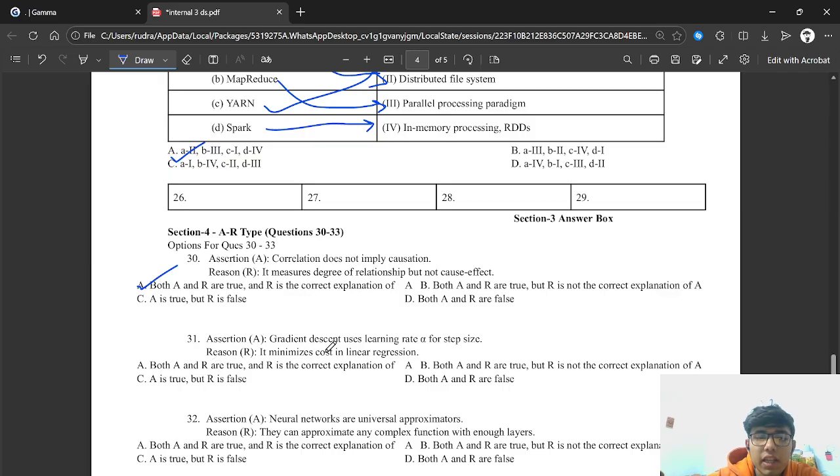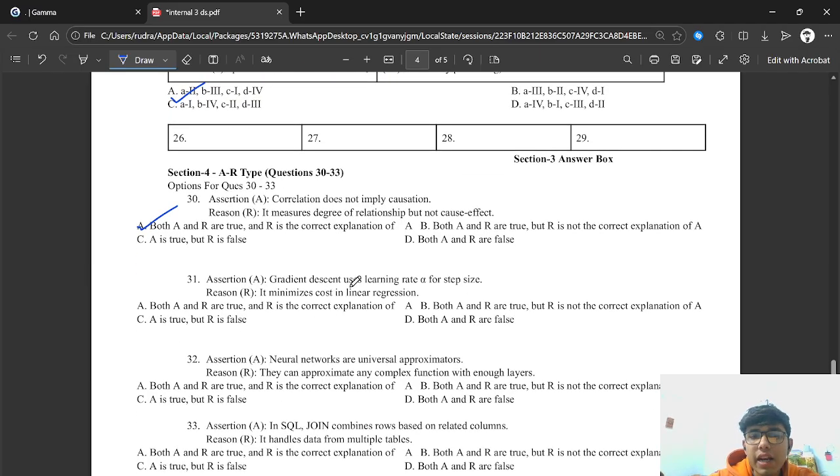The next question is: gradient descent uses learning rate alpha as step size. Reason is it minimizes the cost in linear regression. So both are in fact true. We say that gradient descent uses the learning rate to determine the step size and applies this mechanism to minimize the cost of linear regression.